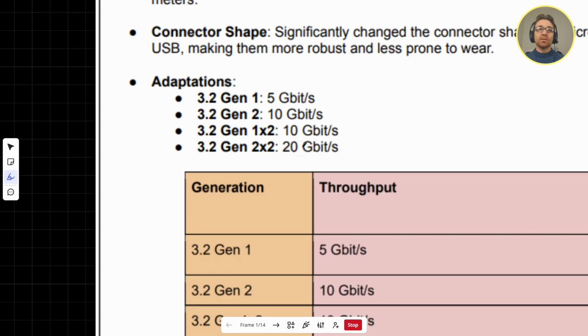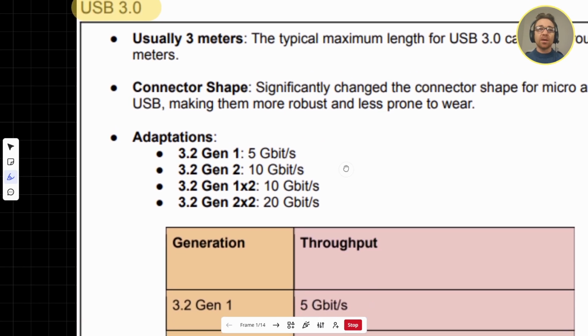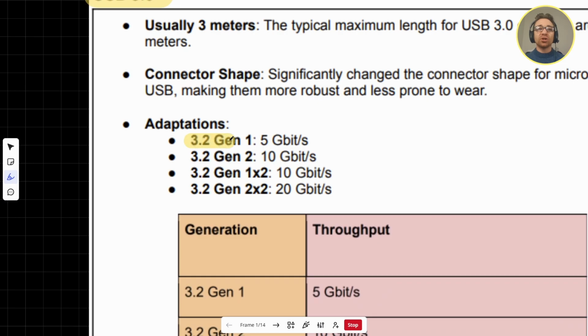So really, when it comes to memorizing USB 3, just remember 3.2 Gen 1 is 5 gigabits per second, and then after that, Gen 2, it just doubles to 10. So long as you remember that, you can use this little indication to work out how fast it is. You don't need to remember all 4 of these.